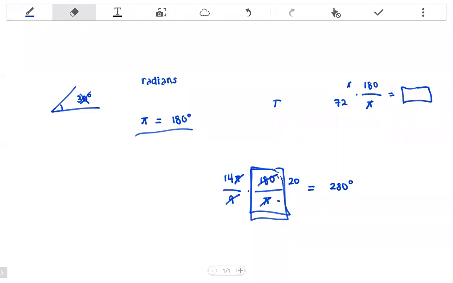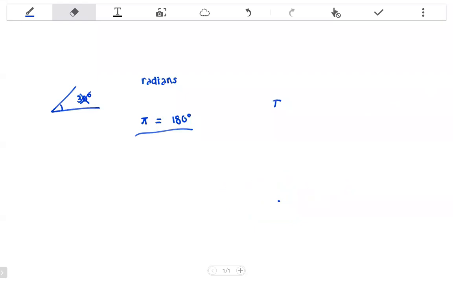And that's gonna be our answer. Vice versa, if we're given degrees and we're told to convert to, let's say 270 degrees, and we're told to convert to radians, then what do we do?